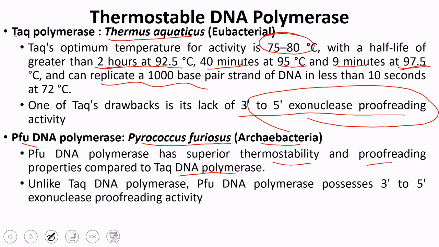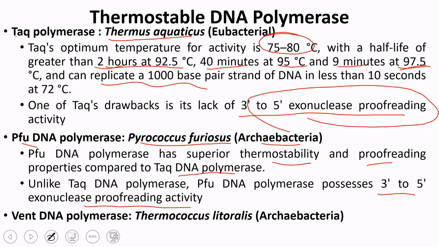Unlike the Taq DNA polymerase, PFU polymerase possesses a 3' to 5' exonuclease proofreading activity. Already I have told you this has proofreading, and it is more stable at higher temperature. So PFU has advantages over Taq polymerase. Similarly, Vent polymerase has been isolated from Thermococcus litoralis, that is also Archaebacteria. This also has these two properties, thermostability as well as proofreading power.